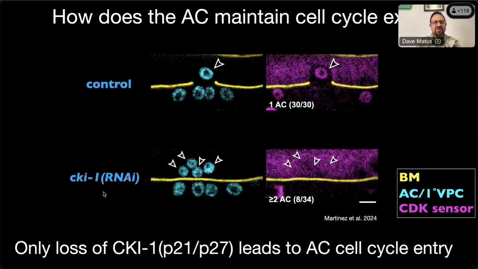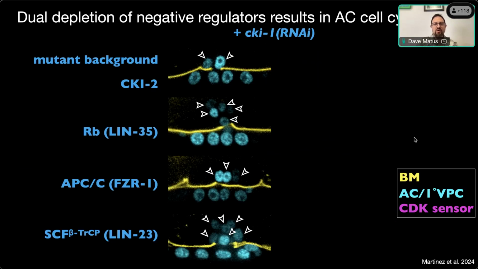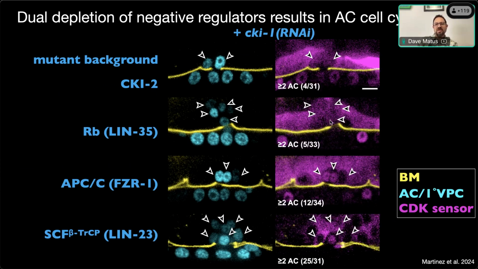So the next thing Mike did was deplete that P21, P27 homolog by RNAi. And he found a different result: this time about 25% of the time, 1 out of every 4 animals showed mitotic ACs that didn't invade. Given what we knew about redundant control of the negative regulators from other model systems, Mike just depleted CKI1 by RNAi on top of those single mutants. And what he found is that he robustly triggered cell cycle entry in all of these backgrounds.